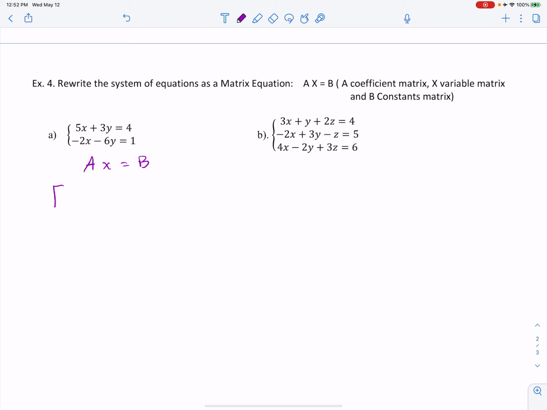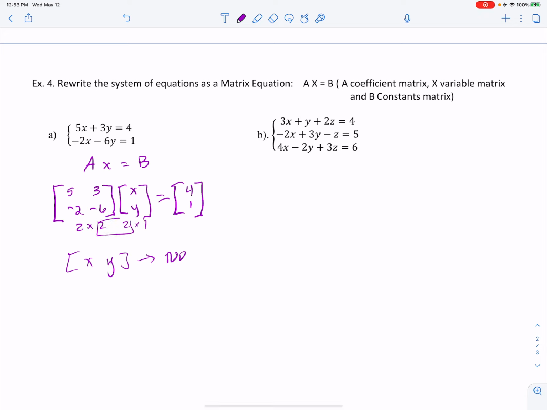And so the coefficient matrix is 5, 3, negative 2, negative 6. And your variable matrix is your X, Y. And your constant matrix is 4, 1. Do not write X, Y like this, because these need to be able to be multiplied, and you need a 2 by 2 times a 2 by 1. These need to match. And if you do it this way, the dimensions won't match. So that's setting up a 2 by 2, getting ready for the next lesson on solving these.